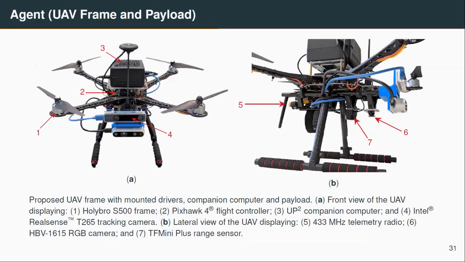So what you are observing here is our framework implementation for this set of experiments. It's important to highlight that this is just our implementation, but similar UAV frames and similar payloads can also be used for this application. Key hardware components that I would like to highlight here are my visual odometry camera, an Intel RealSense D265, the companion computer, an Intel Apple Square, and my flight controller, a PixHawk 4.